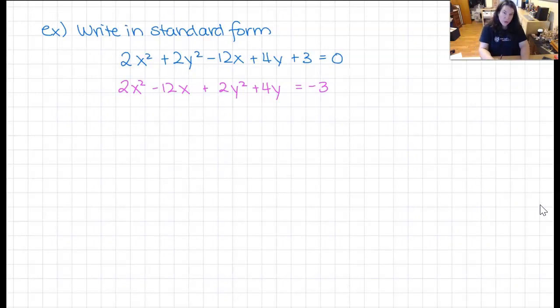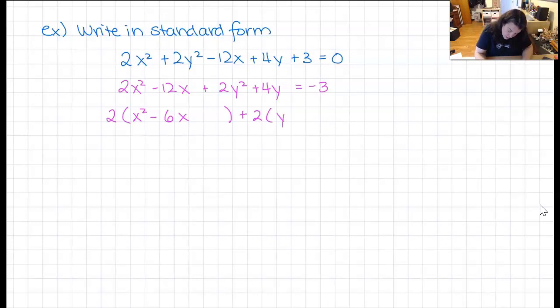Remember, you can only complete the square when your coefficient of the squared term is 1, and right now it's 2. So I have to factor out the 2. I'm going to factor out the 2 from the x's, and I get that. Don't forget, I have to put them in parentheses now that I'm factoring. Factor out the 2 from the y terms, and I get that. And now I'm ready to complete the square.